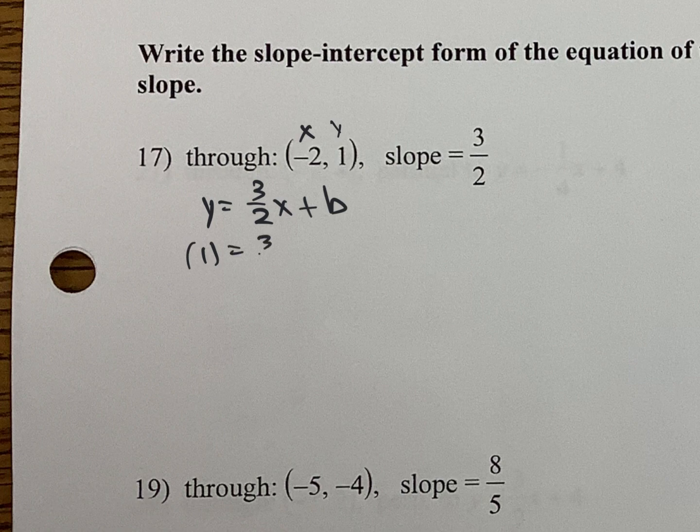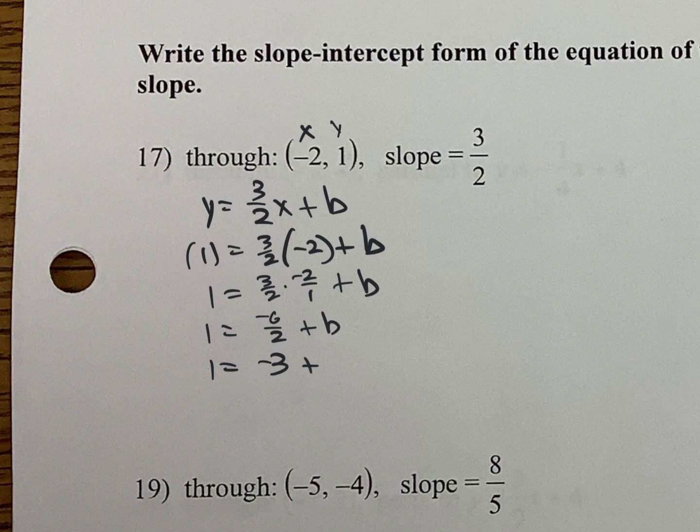This is step 2. X is negative 2. And now we can solve for b. So 1 equals 3/2 times negative 2 over 1, plus b. You get negative 6 over 2. So 1 equals negative 3 plus b. Now we add 3 to the left, and b is 4. So rewrite your equation as y equals 3/2 x plus 4. So I'll pause this so you can take a look.